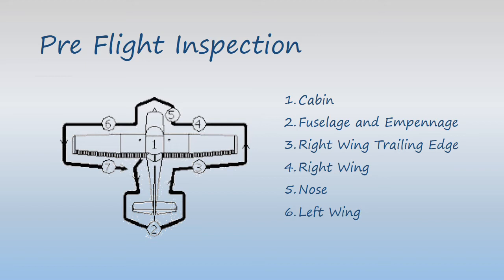On the left wing you'll have the pitot tube. So you have to check the condition and blockages of the pitot tube and continue the inspection as we did on the right side wing. After completing these checks you can proceed into the aircraft for start-up.